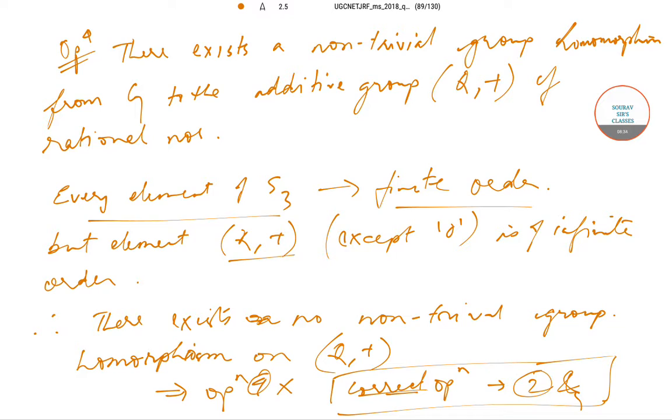So today we have solved question number 79 from the CSIR UGC NET question paper. We'll be solving the next questions in the subsequent videos.